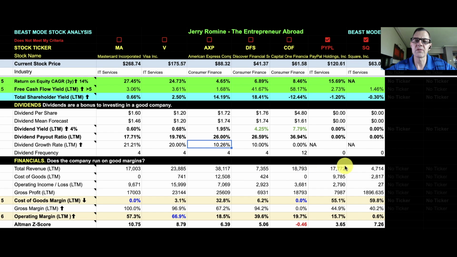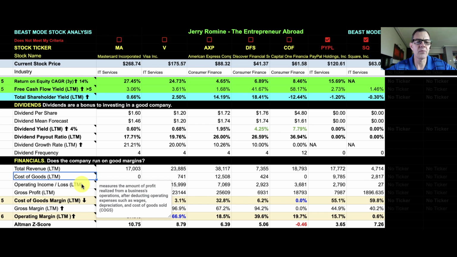And all of these numbers here are in millions. So MasterCard has 17 billion. Visa has 23.8 billion. And let's go through each of them. Total revenue is the full amount of total sales of goods and services. It is calculated by multiplying the total amount of goods and services sold by the price of the goods and services. The cost of goods is the total cost of manufacturing and delivering a product or service to consumers.